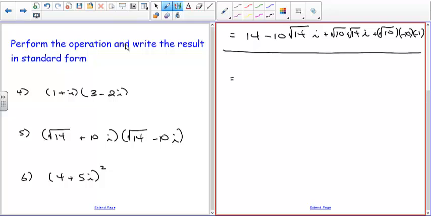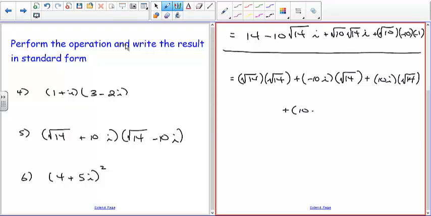So in this case, what you end up with is the square root of 14 times the square root of 14. So that's first. Outer would be plus negative 10i times the square root of 14. Inner would be 10i times the square root of 14. So that's these two, and then you have positive 10i times negative 10i for the last.